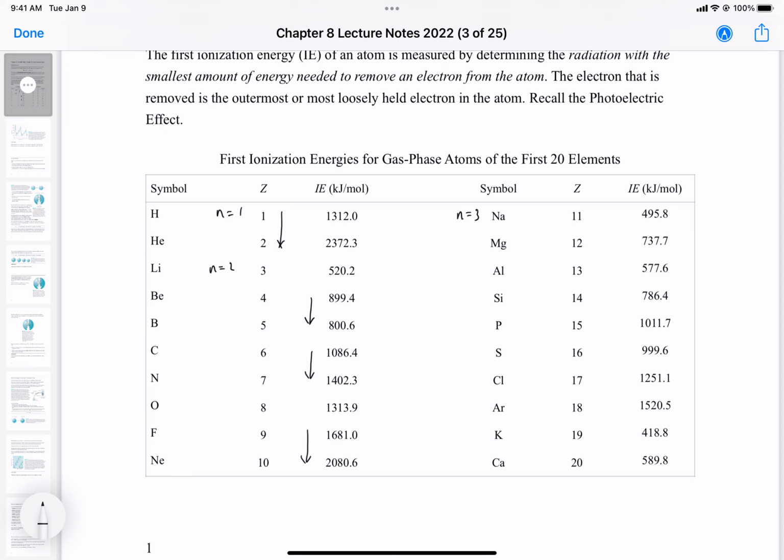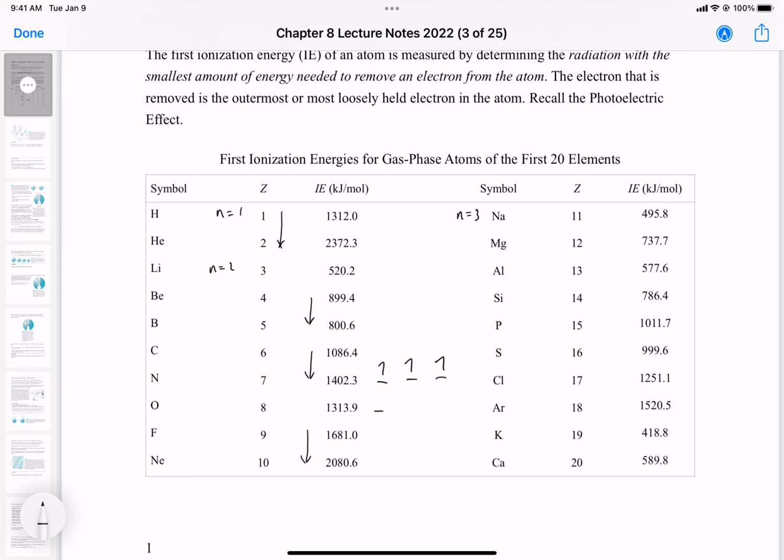And then here we see that when we go to a new period, it decreases dramatically. But if we think about going from boron to oxygen or nitrogen to oxygen, there's a decrease in the ionization energy, because if you think about nitrogen's 2p electrons, it has a half-filled p shell.